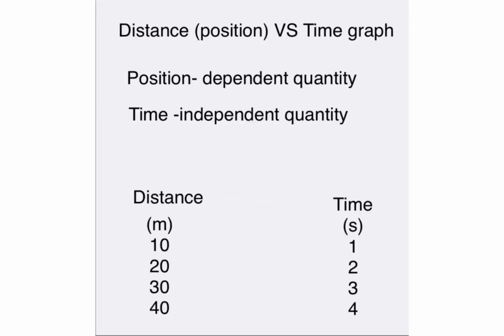Suppose that we want to draw a distance versus time graph. So distance, which represents the position of a body, is dependent on time. So it is a dependent quantity and time is the independent quantity. So where will you take position or distance? Yes, you will have to take distance on the y-axis and time on the x-axis. Now the values of distance and time are given here. During the motion, after 1 second the body has covered 10 meter distance, after 2 seconds 20 meter, after 3 seconds 30 meter, after 4 seconds 40 meter.